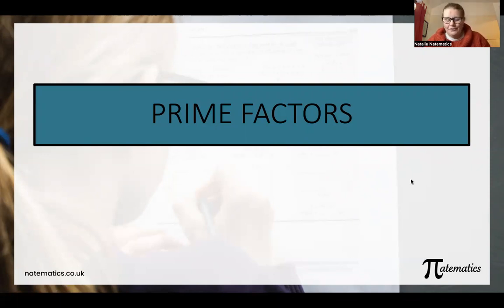Prime factors is one of those topics that I believe is actually quite easy marks, it's just remembering the process. Quite a few students often say to me, oh yeah, is that the one with the tree? And I'm like, yes, that's the one.